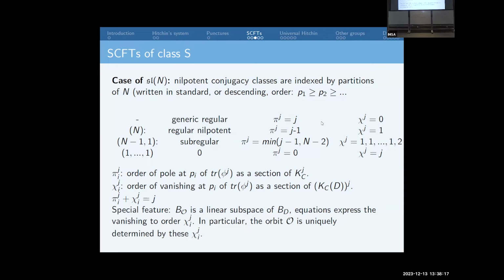So there's the special feature of this case, which is that the image of the locus of the coordinate orbit is a linear subspace of the full BD. The equations expressing it are simply that the residues of various powers of phi have to vanish, an annoying but linear condition on the coefficients. This is not going to be true for the angle. And in particular, the orbit is always uniquely determined by knowing these integers chi.